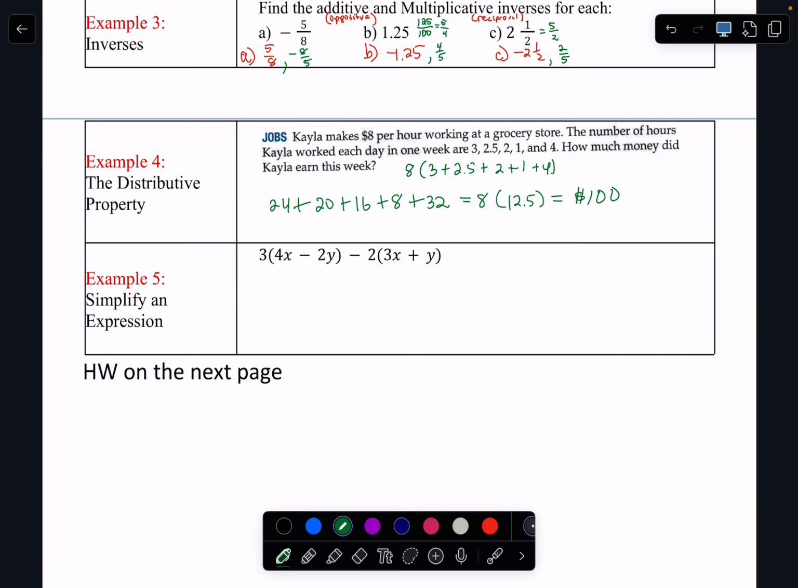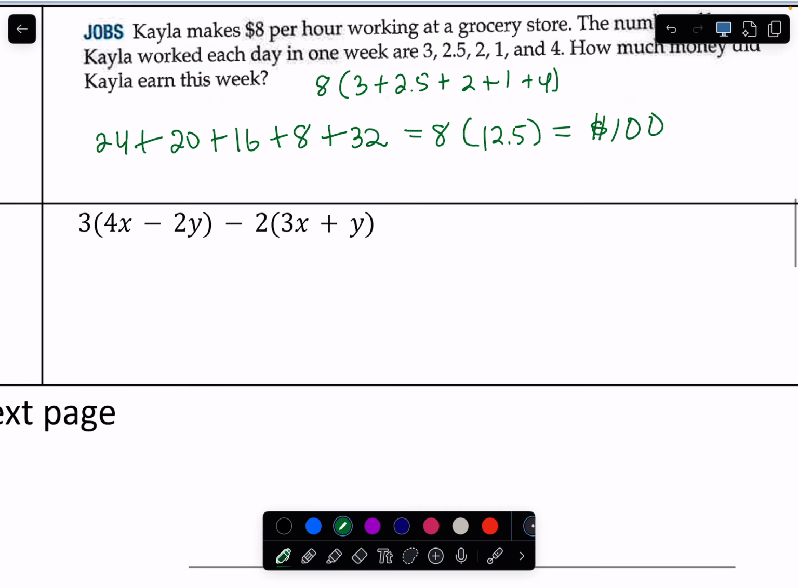Okay. So the last one I want to do is to simplify an expression with the distributive property embedded into it, just to make sure we remember that rule.